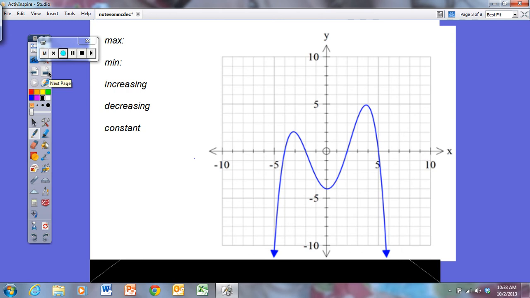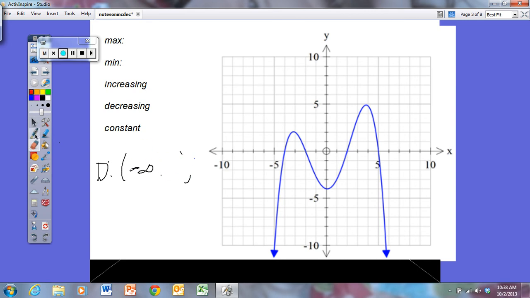Okay, so let's talk about this. First, before we do all of this stuff, I want to talk about the domain. The domain of the function is, remember, these arrows mean it goes on forever. You'll know if it's an asymptote because it'll have a dotted line, or it'll show it getting close to 0 but not touching it. These do not have asymptotes. These go on forever and ever and ever. So the domain here would be negative infinity to infinity. This goes on forever and ever and ever.